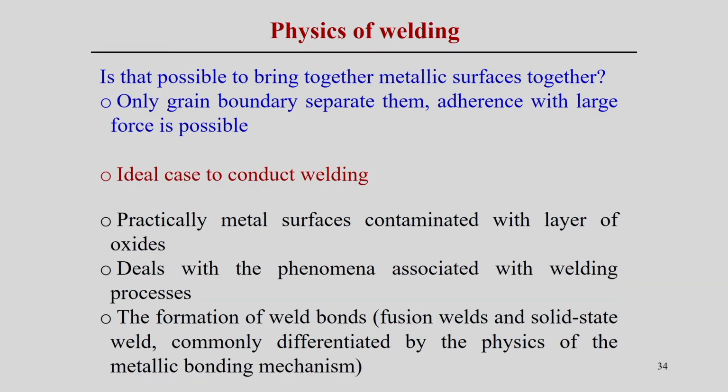But practically, the metal surface is contaminated with a layer of oxides, and in these cases we deal with the phenomena associated with the welding process. That means, since practically all metallic surfaces have some kind of oxide layer, it is necessary to remove these layers, and there is a need to apply some amount of energy. Based on the application of energy from different sources, the different welding processes have been developed. Now, the formation of the weld bond, that means bonding between these two components, in fusion welds and solid state welds, is commonly differentiated by the physics of the metallic bonding mechanism.